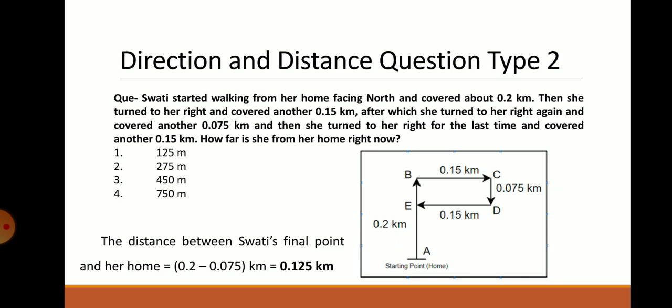That distance you can easily calculate, because the AB distance you know is 0.2 kilometer, and the BE distance is exactly similar to the CD distance because BE is parallel to CD. So the CD distance is 0.075 and the BA distance is 0.2 kilometer. Just take a subtraction and you will get 0.125 kilometer, that is the distance between Swati's initial position, that is home, and final position. This will be the answer, 0.125 kilometer. In the problem it is given as 125 meter. It is the correct answer, option A.